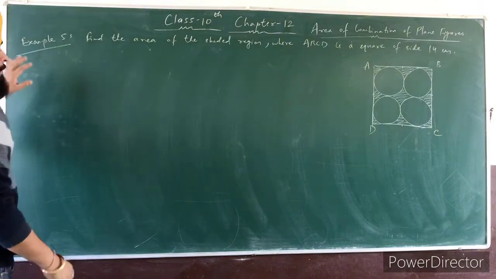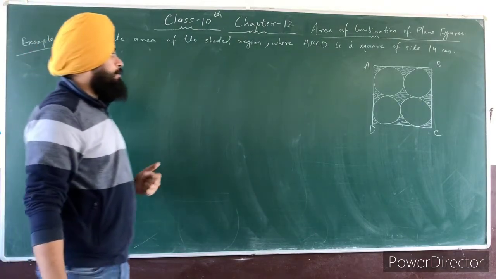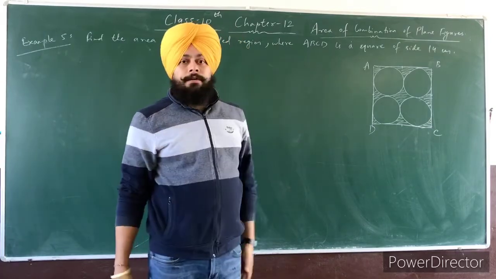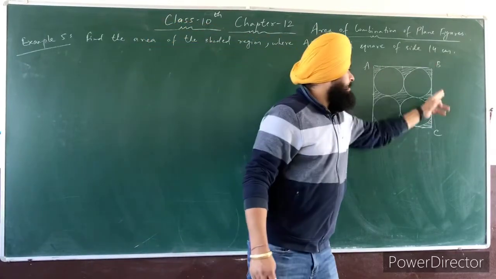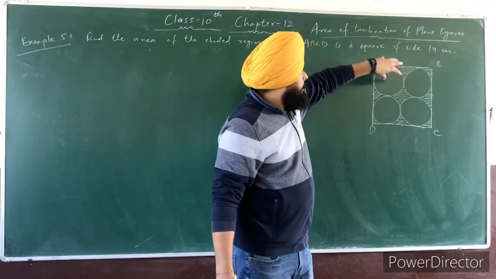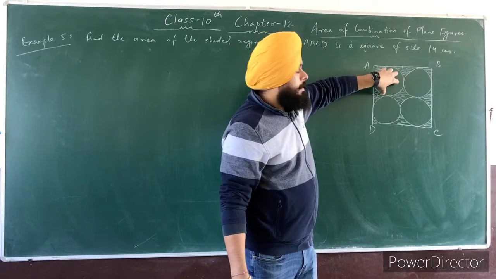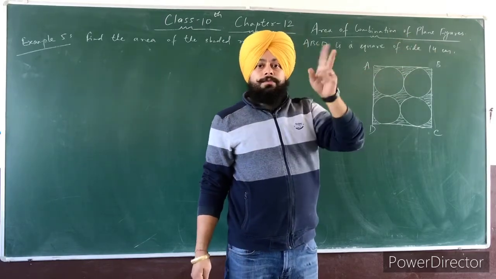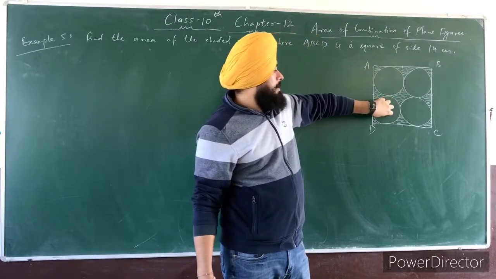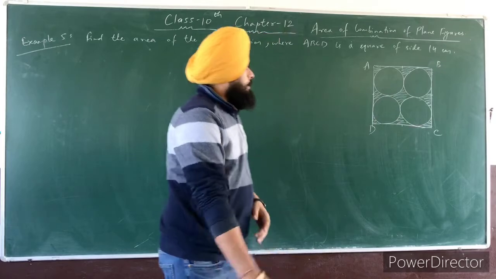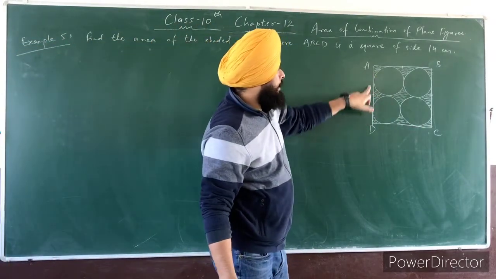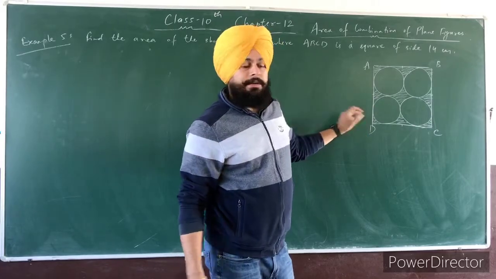Next, this is example number 5. Find the area of the shaded region where ABCD is a square of side 14 centimeter. This ABCD is a square in which you can see there are 4 circles, and each circle is touching externally 2 circles. This circle is touching this one and this one. This circle is touching this one and this one. Alright. So the side of the square is having length 14 centimeter.